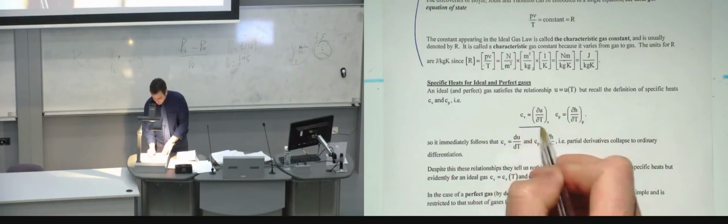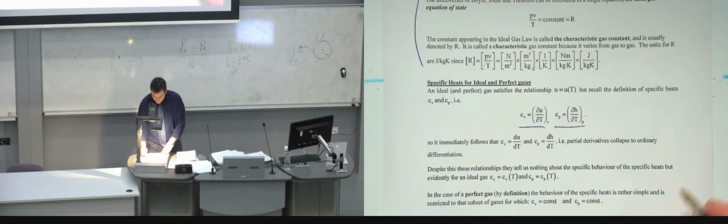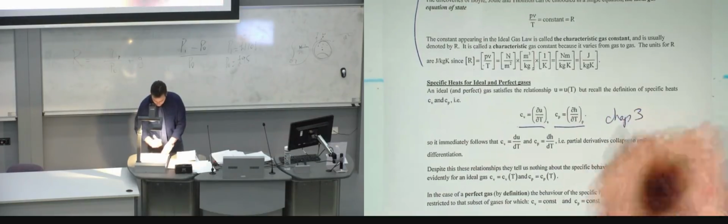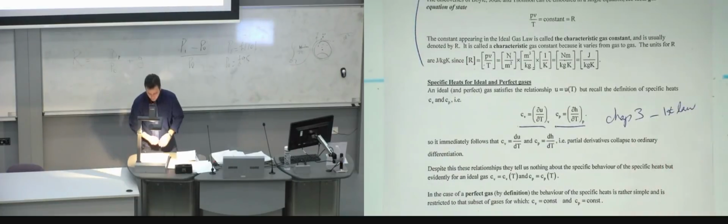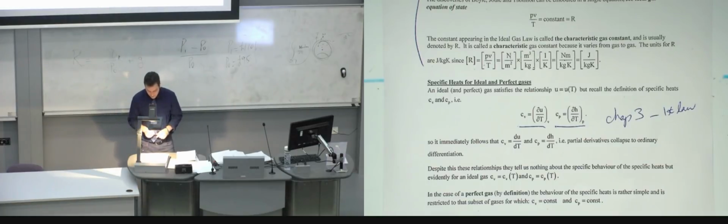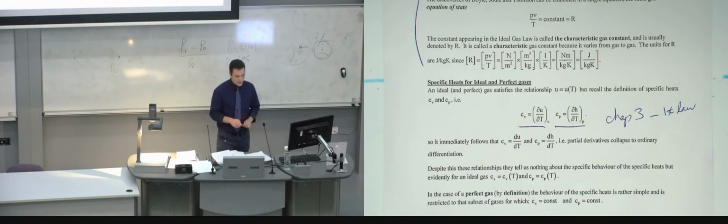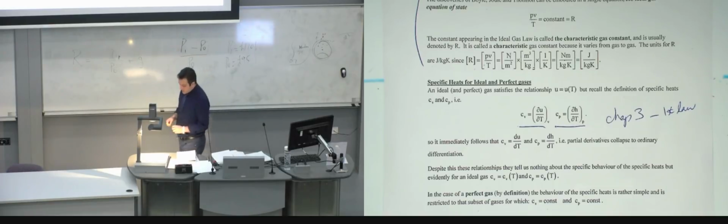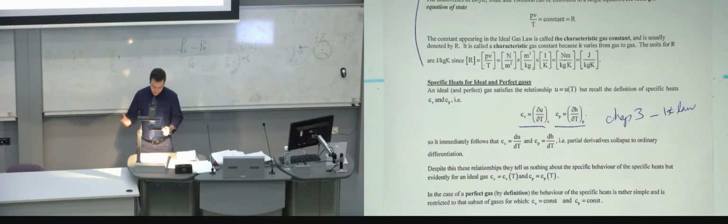Let's just remind ourselves, these are the definitions, how we define them in chapter 3, when we were talking about the first law. If you don't remember these equations, you can go back to chapter 3 and review those. But essentially, CV was defined as the ratio of dU by dT, and Cp was defined as the rate of change in enthalpy based on temperature, so dH over dT.